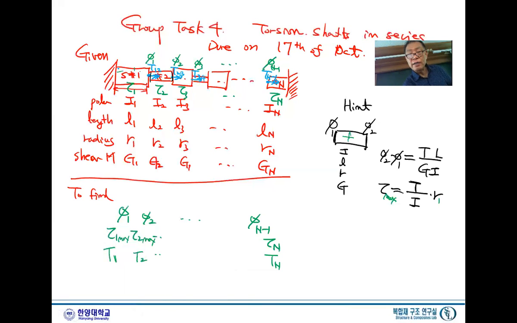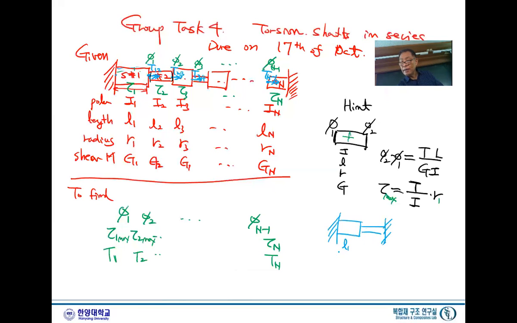what you need to find is the torque from here to there. 근데 you may wonder what is the torque here and torque here, then what will be the torque inside? That is one of the critical points in this problem. Let me show you one example. Very simple one. It's a two bar.